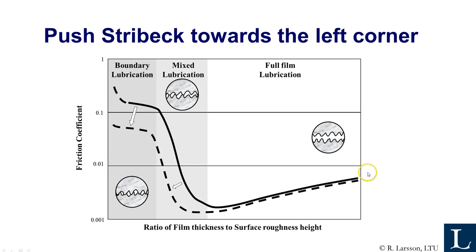And maybe the Stribeck curve can describe a little bit what we want to do with this friction coefficient. So this is the Stribeck curve in the different regimes, and we really want to push this curve in towards the lower left corner. That means we want to reduce the friction in the boundary lubrication regime, and we want to move the shift from boundary to mixed further to the left. That means that we can allow thinner films still getting a full film lubrication.